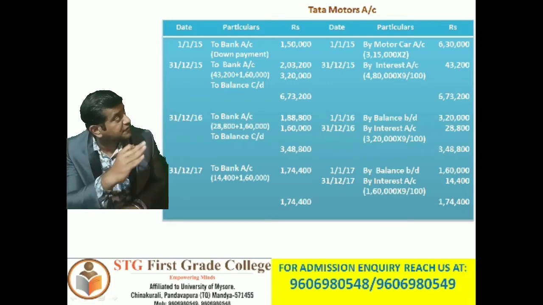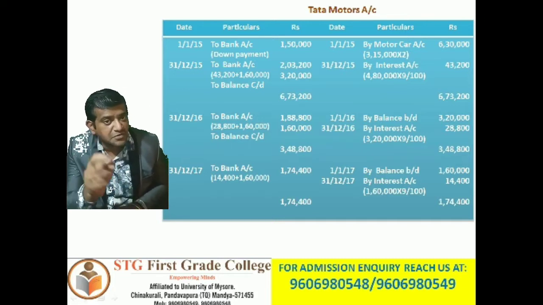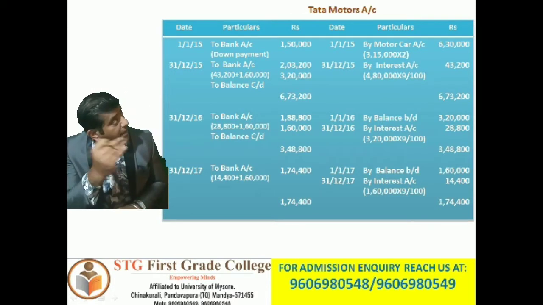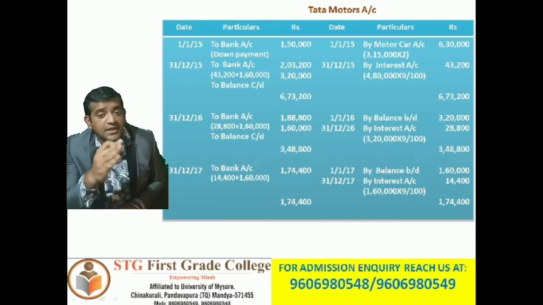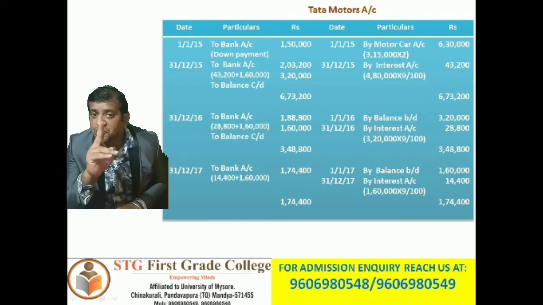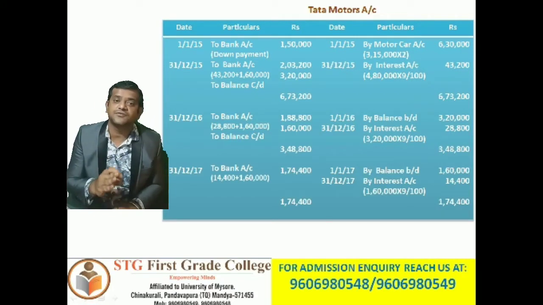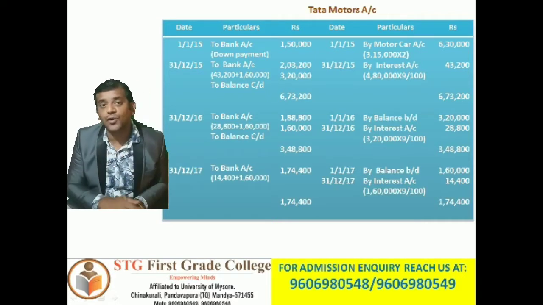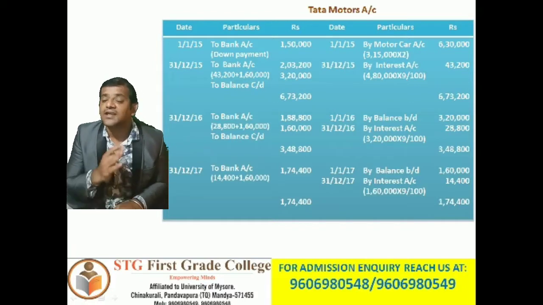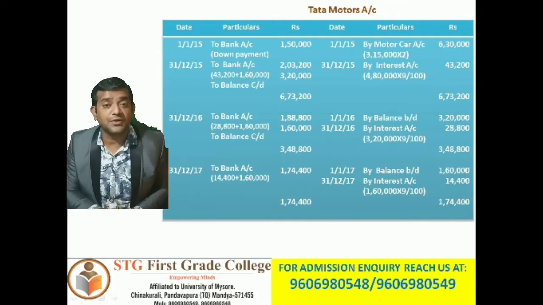On 1/1/2015 by motor car account, 6,30,000, that is 3,15,000 into 2, credit side you have done. So now come back to the debit column side. 1/1/2015 to bank account, down payment. So that is 75,000 into 2, that comes to 1,50,000 rupees. Clear? So 6,30,000 minus 1,50,000. So on the rest amount, that is 4,80,000, the rate of interest is 9%. So 9 divided by 100, that comes to 43,200 rupees.